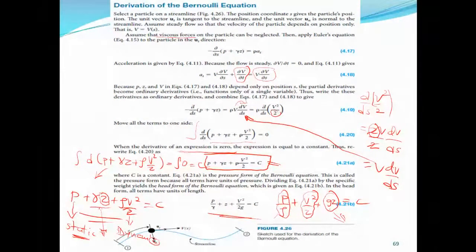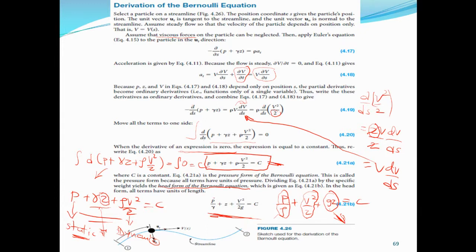Now, dividing this by the specific weight, we will have the head form of the Bernoulli equation. If we divide the pressure form by the specific weight, which is gamma, we'll have P over gamma plus Z plus V squared over 2g, still equal to a constant, because when you divide a constant by another constant, you still end up with a constant. So this is the head form. This is the pressure form of the Bernoulli equation, this is the energy form, and this is the head form.